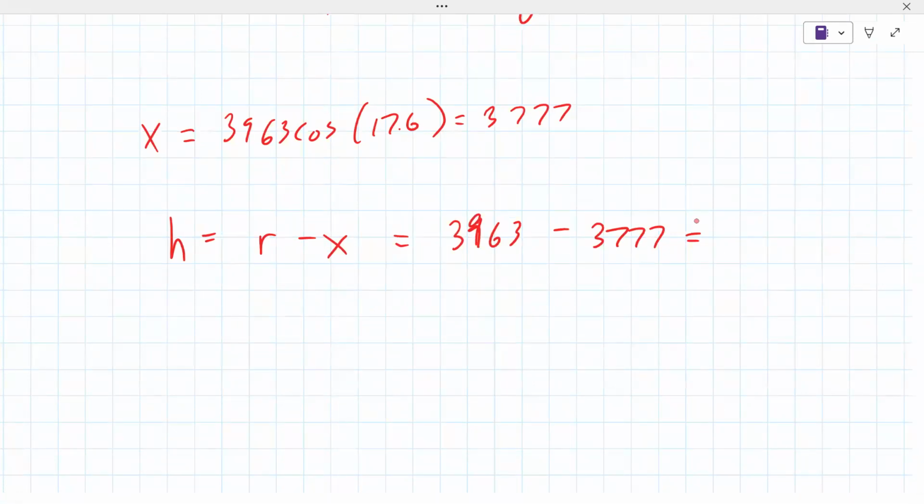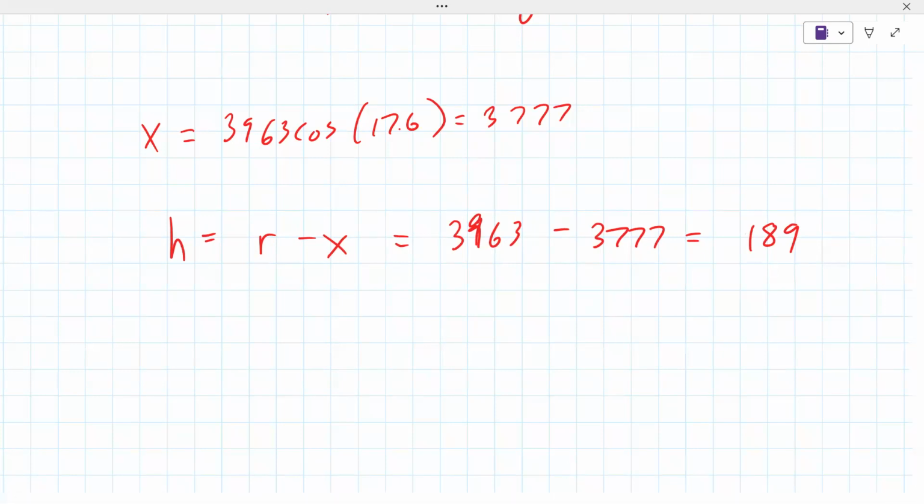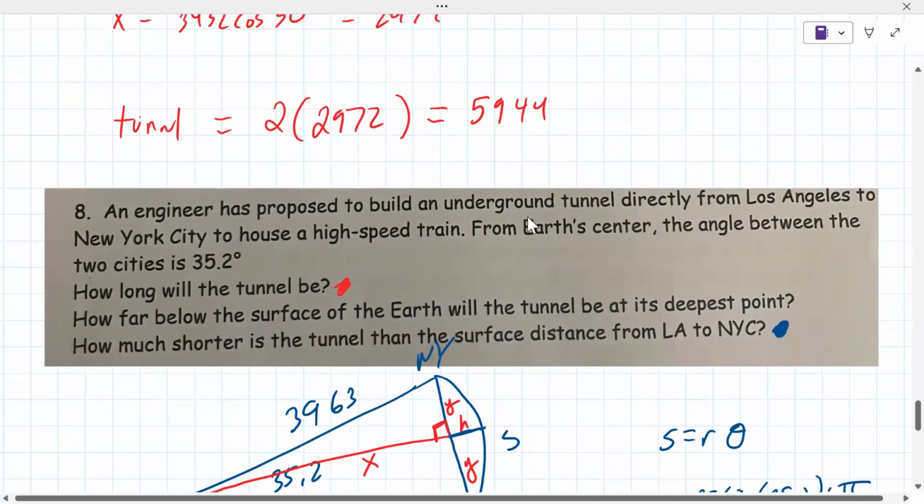Let's see here. 3963 minus 3777, that's 186, something like that. And that would be this middle one. That's this H right here. This H is the shortest distance from the air in the Earth.